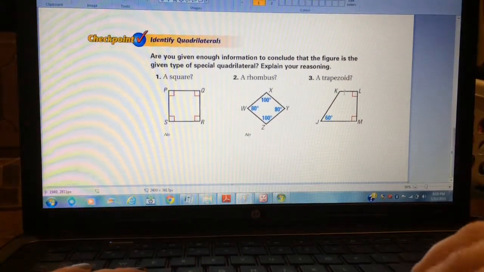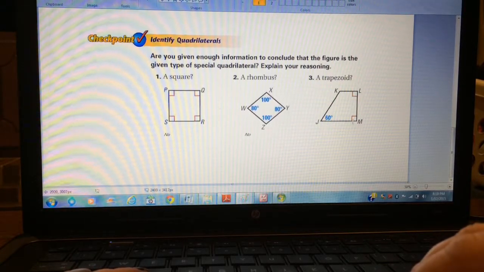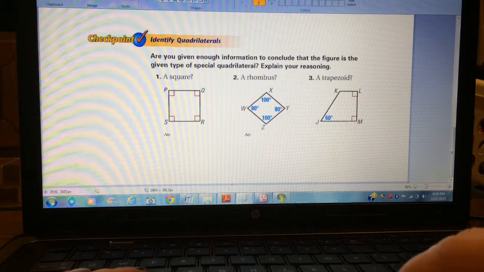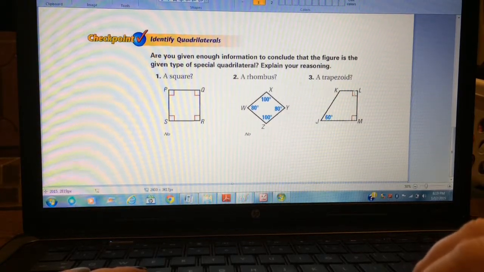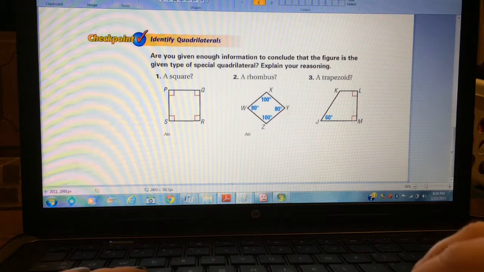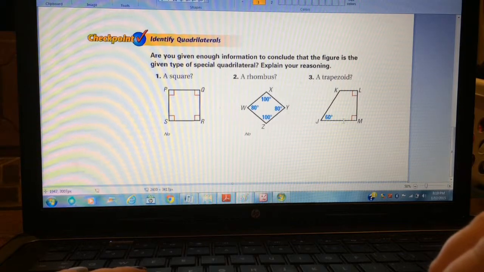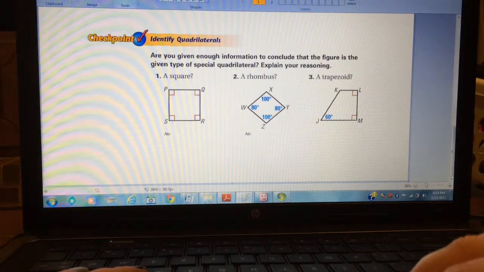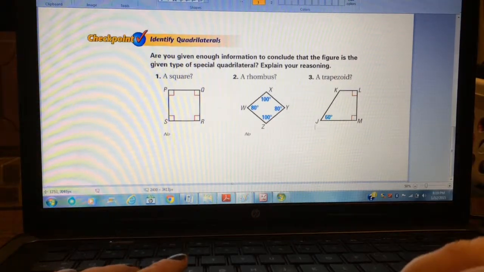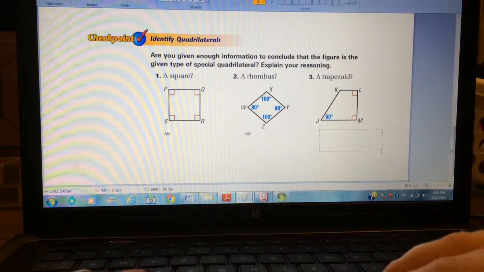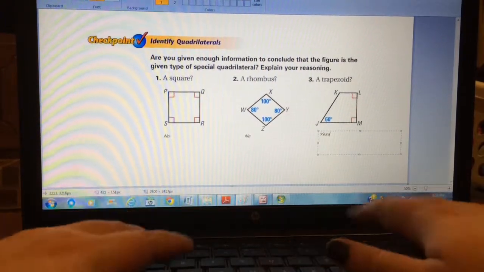And then on number 3, I see right here that angle L and angle M are both 90 degrees. 90 plus 90 is 180. And so that means that these 2 same side interior angles are supplementary, making line segment KL parallel to line segment JM. And so that is what a trapezoid is. It's a quadrilateral with 2 parallel sides. So this is yes. This is a trapezoid.